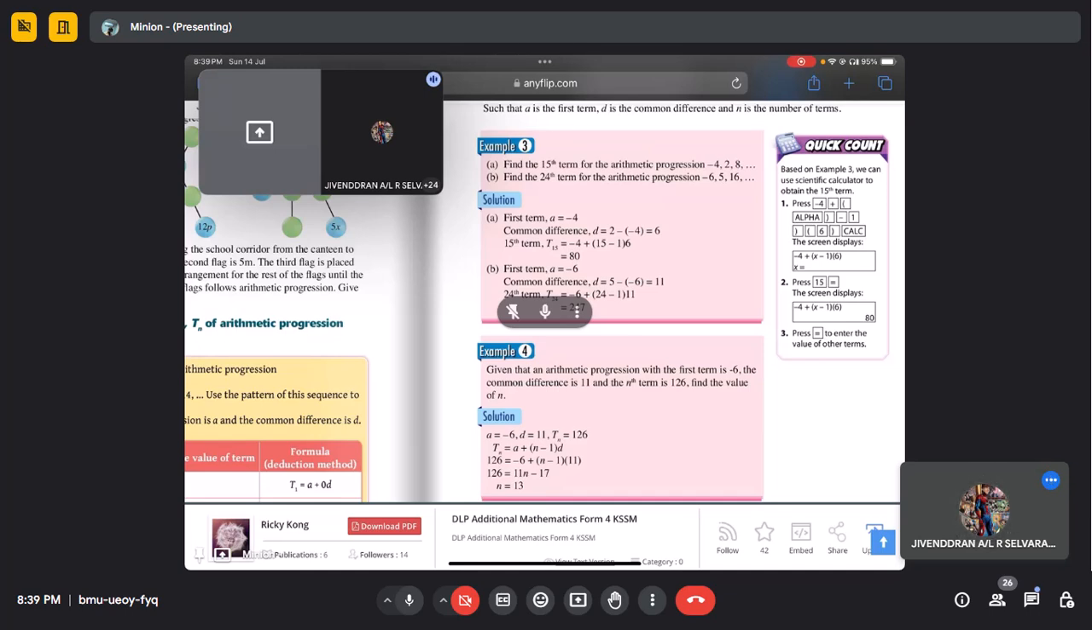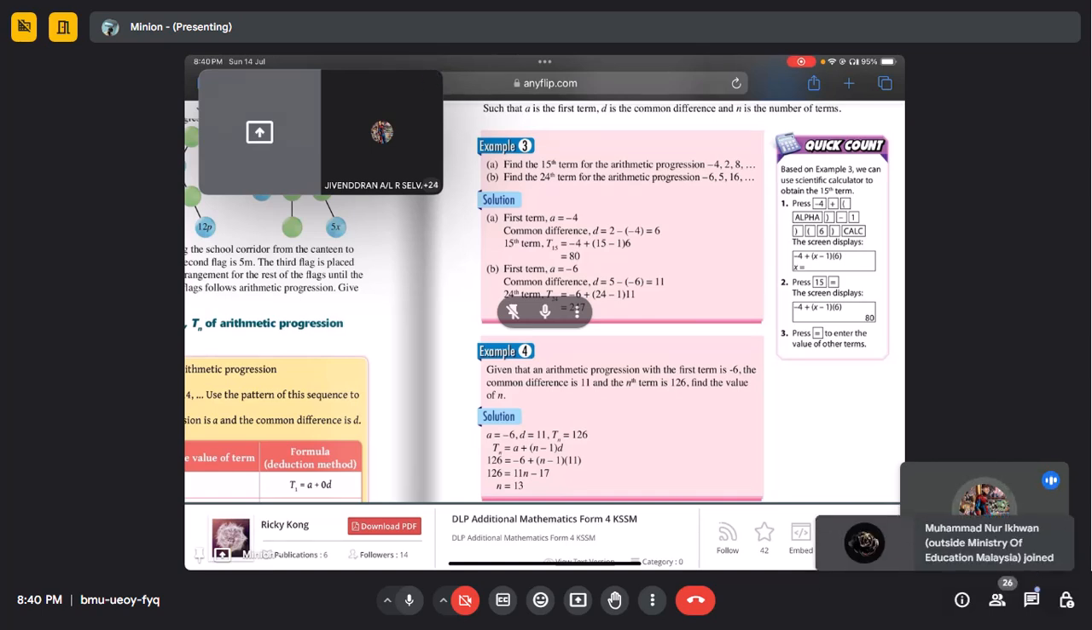And then the common difference, which is d, you have to find by taking the second term minus the first term, which is 2 minus -4, equals 6. Okay, so they asked the 15th term. That means n is 15. So T15 equals a, which is -4, plus (15 minus 1), the d is 6, so you put 6 here. Then you can use your calculator and you will get the answer 80.